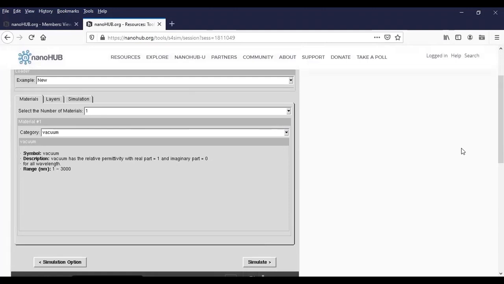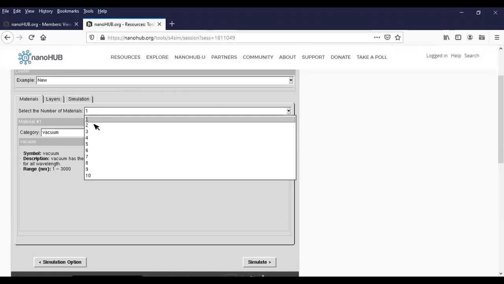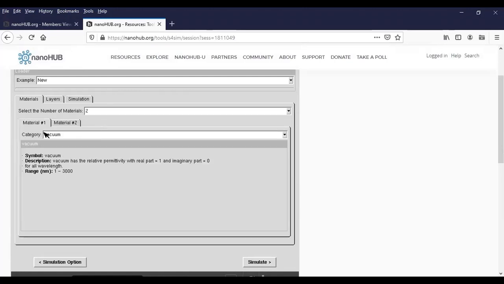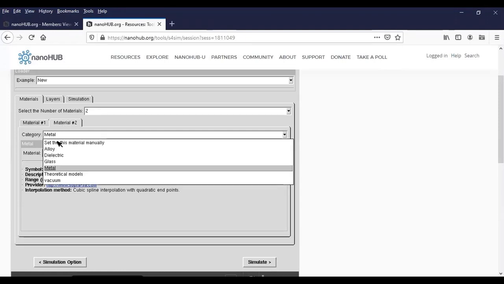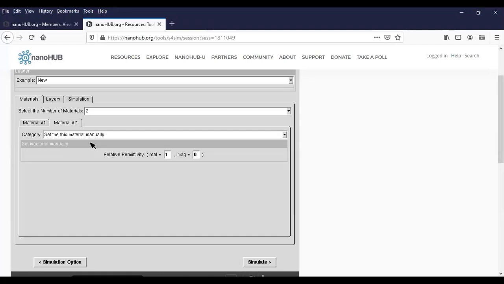First of all, we need to define the materials. In this example, we have two materials, air and glass. So we select the number of materials, two. The first material is predefined vacuum. For the second material, since we already know that the refractive index of glass is 1.5, we choose to set this material manually. And permittivity is the square of the refractive index, so it's 2.25.